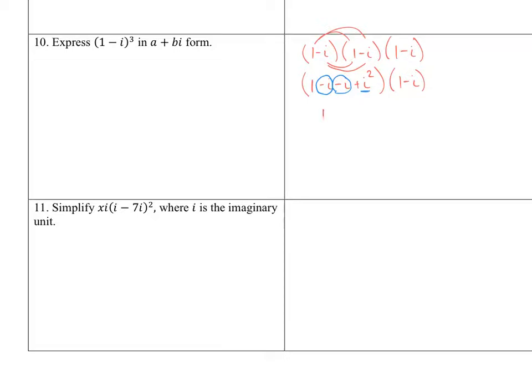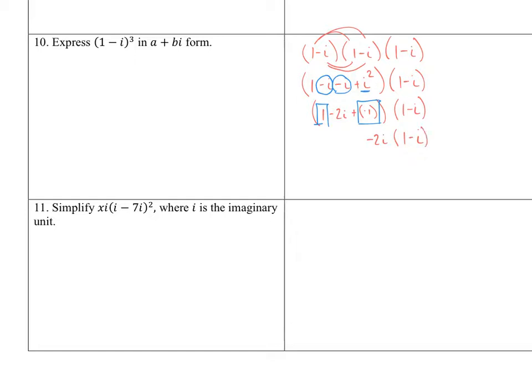So we still have 1. Now we have minus 2i, and i squared is the same as negative 1. And that (1 minus i) is still there. Now we can combine like terms here because we have a negative 1 and a positive 1. So if we add those two numbers together, you get 0. So we have a negative 2i, and I don't need to put it in parentheses anymore because there are no other terms with it, times (1 minus i).